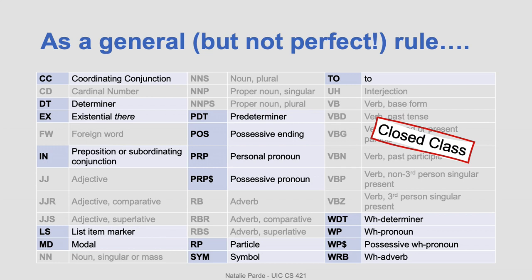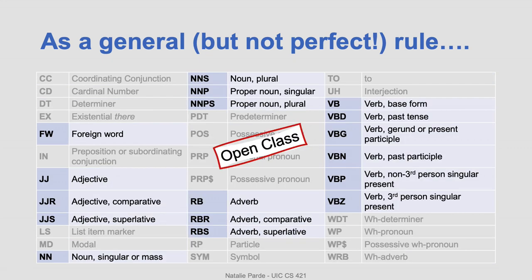In general, the categories you see here are closed classes. That means that those categories are pretty much decided upon and new words are typically not added to them. The categories that you see here are generally open classes, meaning that new members are added to them all the time. For example, COVID-19 is a new singular proper noun that has just recently entered the lexicon.